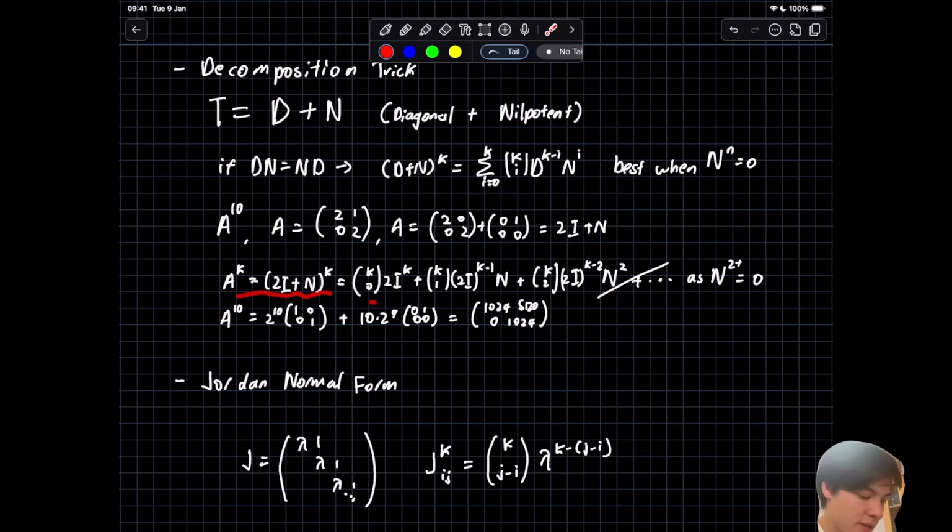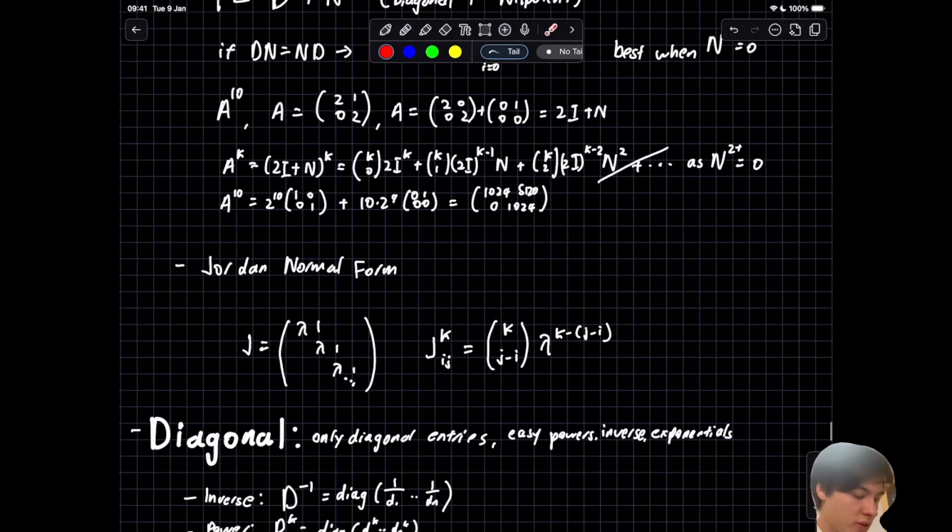So we can write it like this, and we know n squared is equal to 0, so we don't need to calculate anything else. We just need to calculate this, so it's easy to calculate. Even if it's a high power, it could be 100, we can easily find a solution.